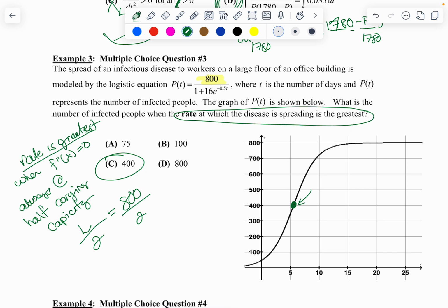And if you look at the graph, you notice that it starts off with 0, right? It grows very, very fast. Right here is where it's growing the fastest. And then after that, it slows down a little bit. It's increasing, but at a decreasing rate until it infected everyone in the building, which is the carrying capacity.